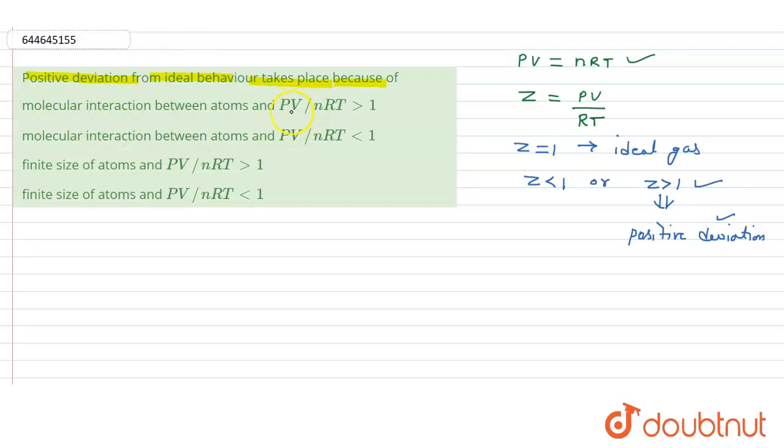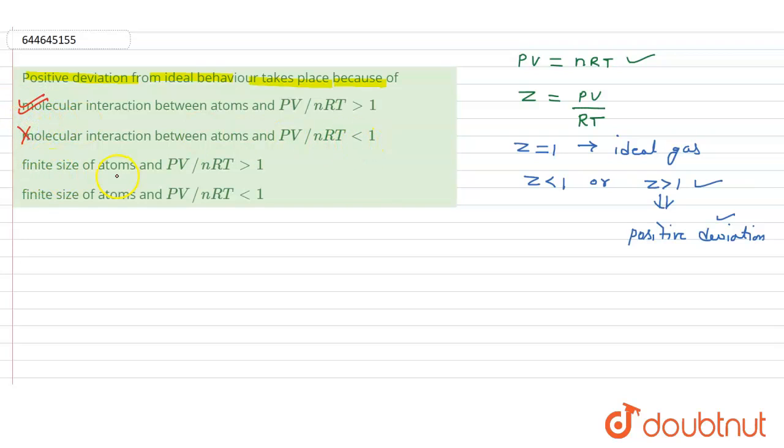But here this is actually our compressibility factor, right? In the case of positive deviation, Z is greater than 1. This is our compressibility factor, which has to be greater than 1. So for positive deviation, I can say option A will be the correct answer, and option B cannot be the answer because it is for negative deviation, where Z is less than 1. So this cannot be our answer.